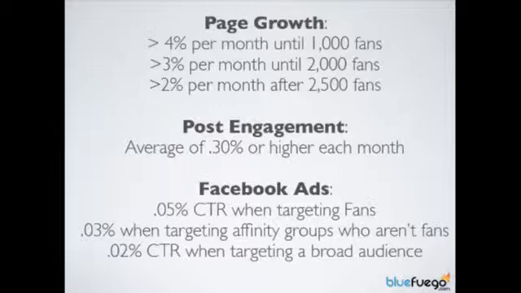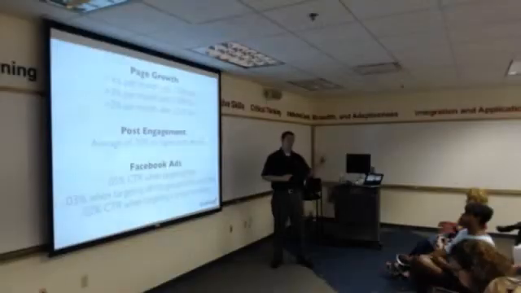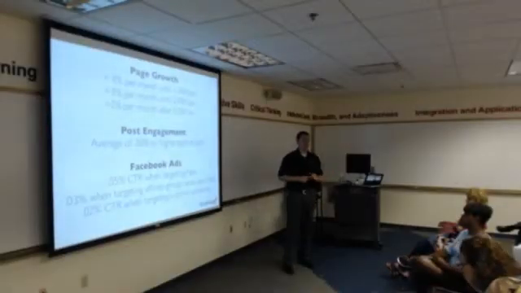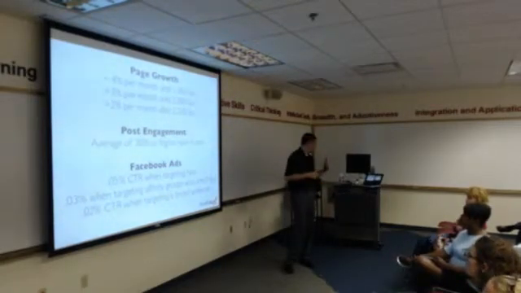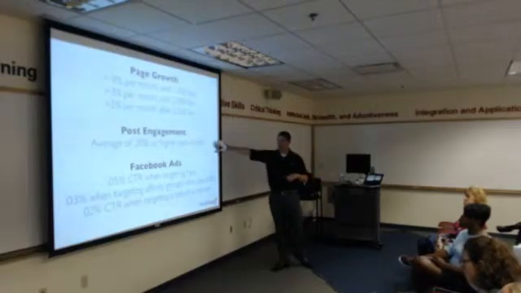But just based on smaller pages, this is typically what we see. And again, this is if you're not really doing anything other than posting good content, and we can talk about other ways to do this. So post engagement on Facebook, average of 0.30 or higher, so basically 1/3 of 1% of your audience engaging with you per post. We would call that pretty successful, and so we'll talk about a formula on the next slide that can explain this a bit more.